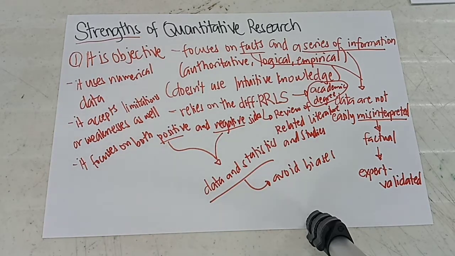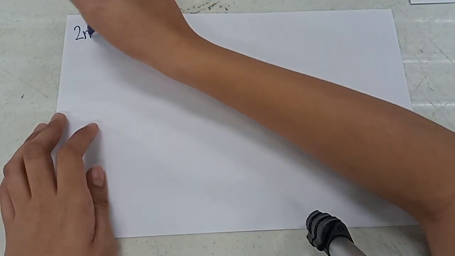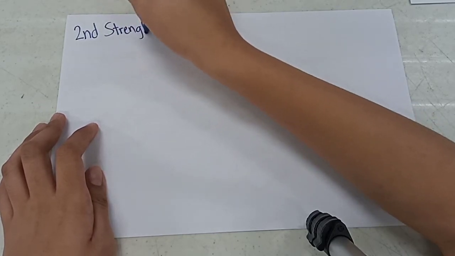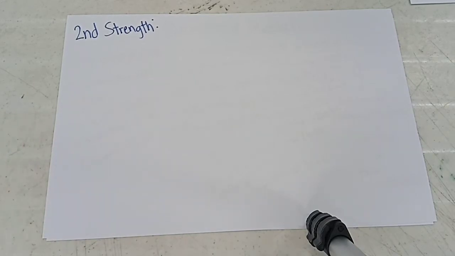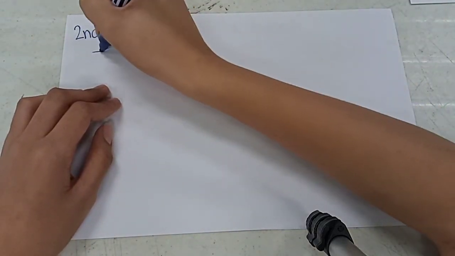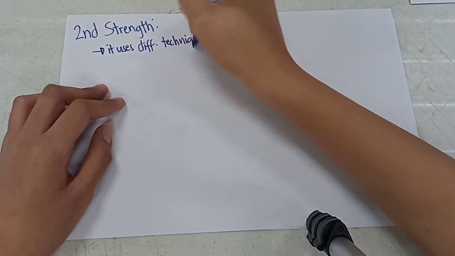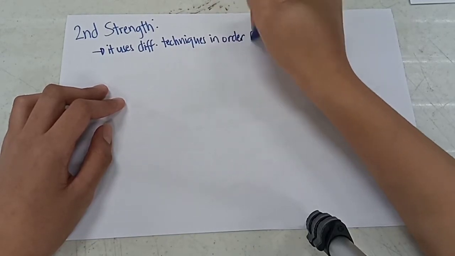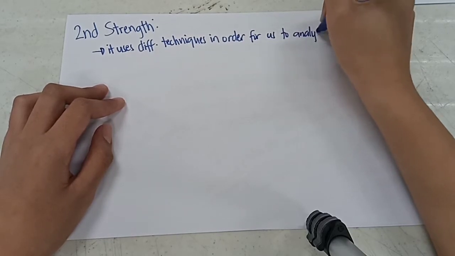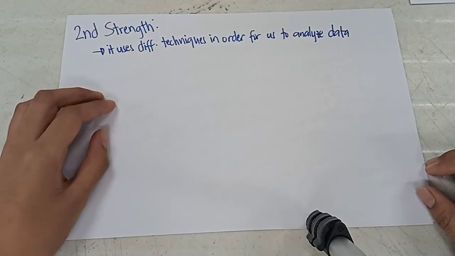Now, let us proceed to the second strength of quantitative research. The second strength, or the second advantage, of quantitative research actually pertains to the type of treatments to be used. Meaning to say, it uses different techniques. So the second strength is that it uses different techniques in order for us to analyze data.